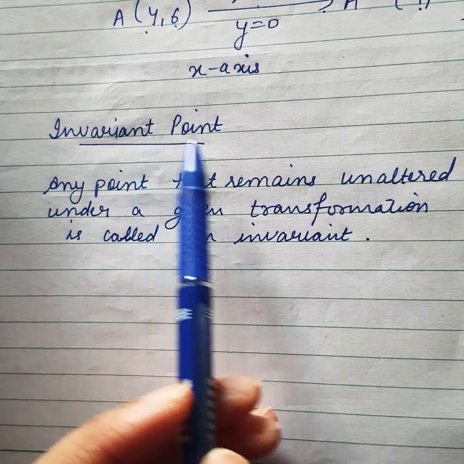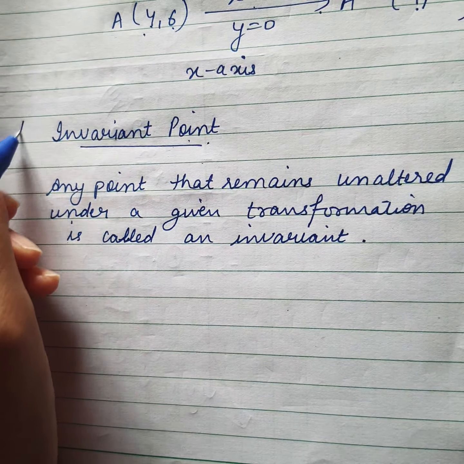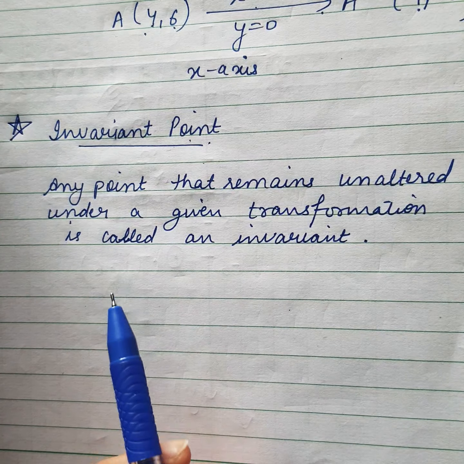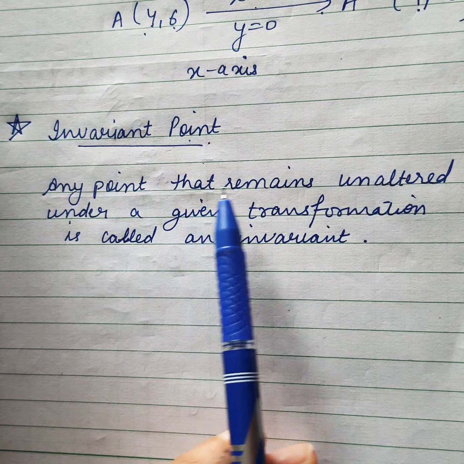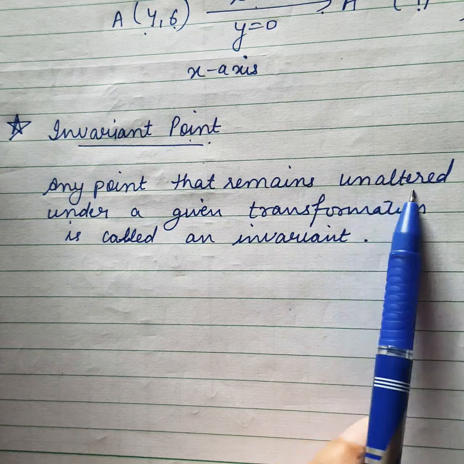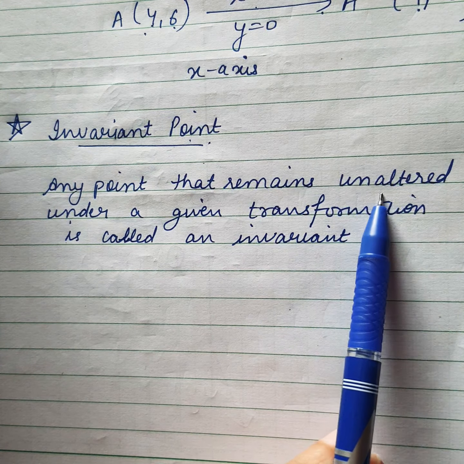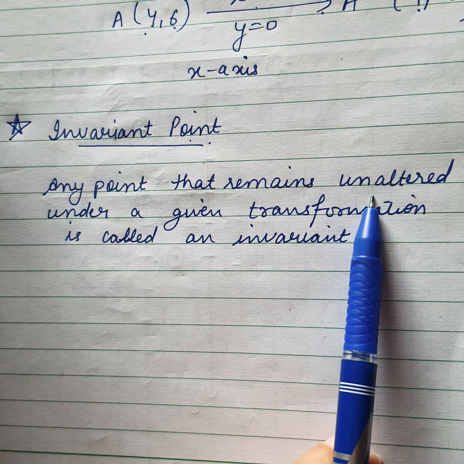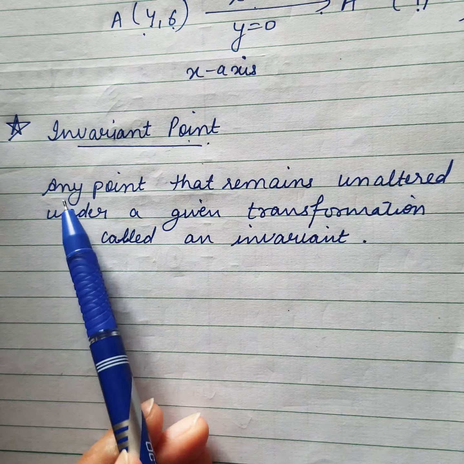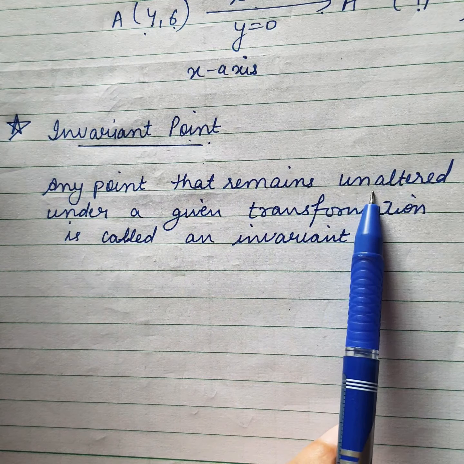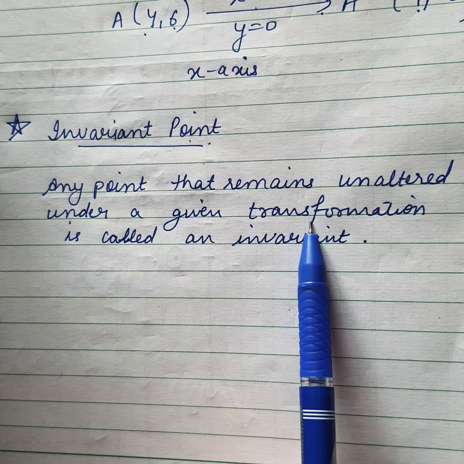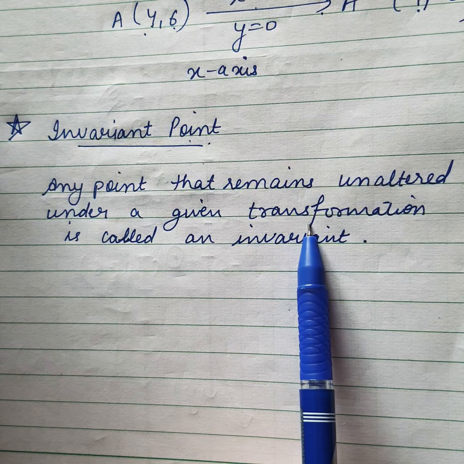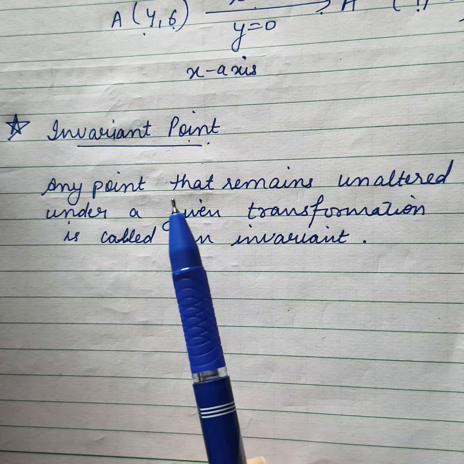Next topic is invariant point. It is one of the most important topics in reflection, because we do not have many topics here. So what is an invariant point? Any point that remains unaltered under a given transformation. Unaltered means unchanged. That means the coordinates remain the same even after the reflection. Now the task is, do such points really exist which after reflection will not change the coordinates? Let's see from the graph here.